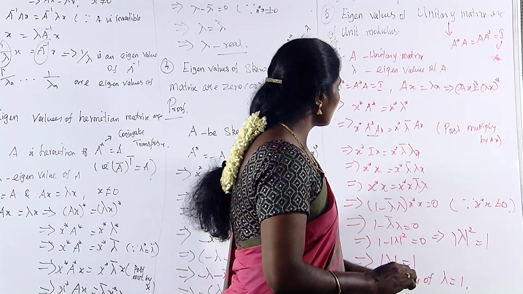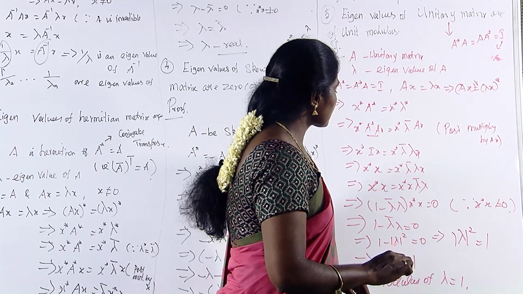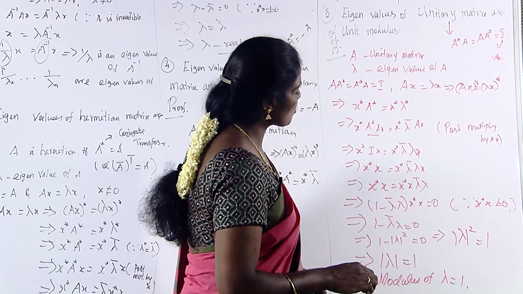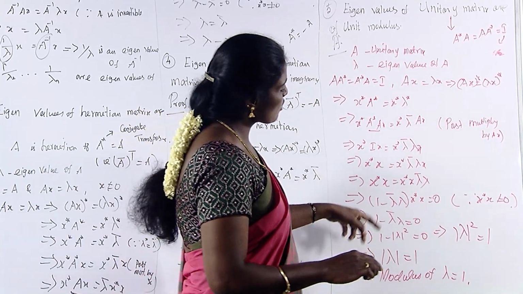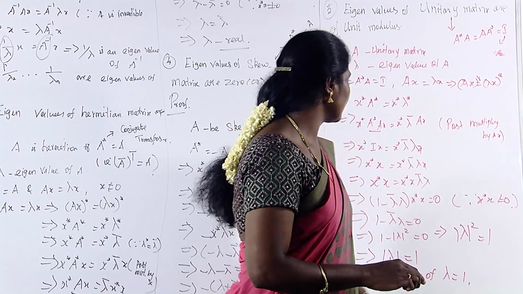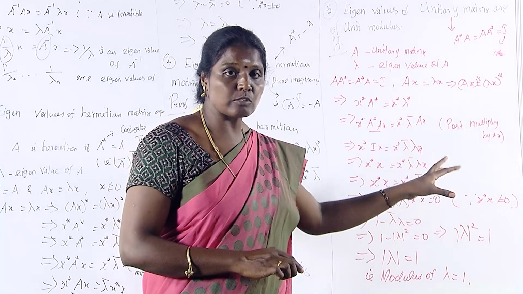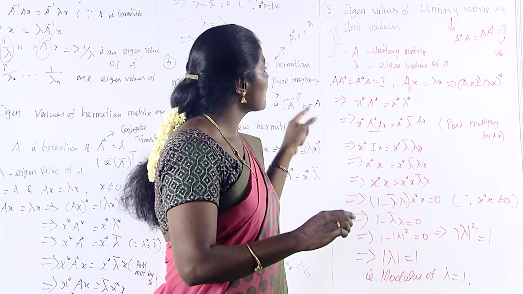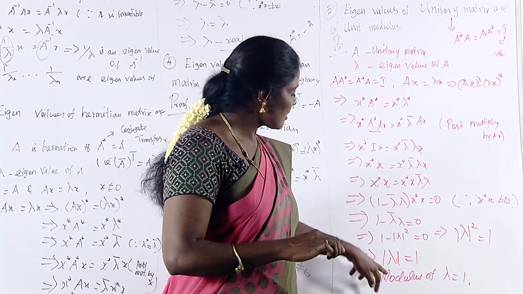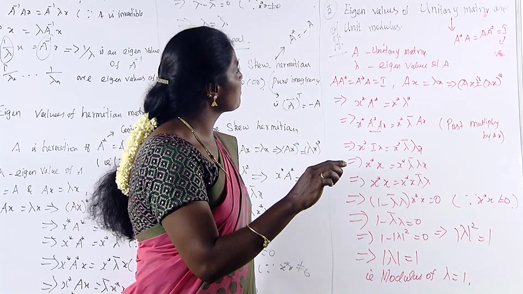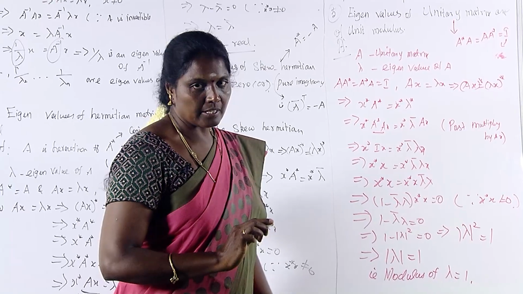So, lambda lambda bar is nothing but modulus lambda square, so 1 minus modulus lambda square equal to 0. That means modulus lambda square equal to 1, which means the only possibility is modulus lambda equal to 1. That is the eigenvalue, because lambda is an eigenvalue. The eigenvalues of a unitary matrix have unit modulus.